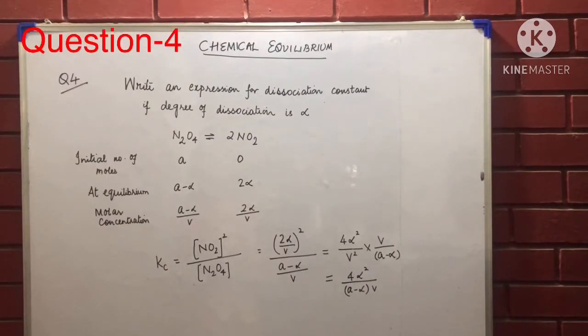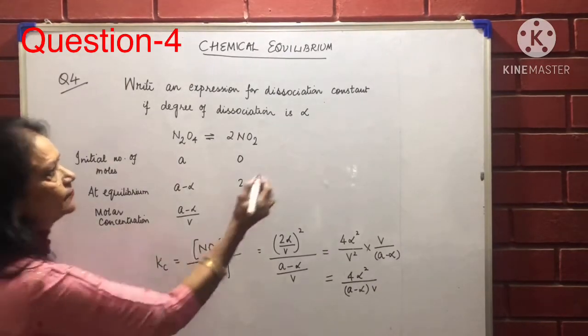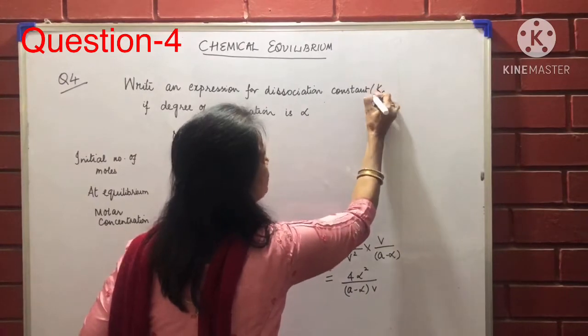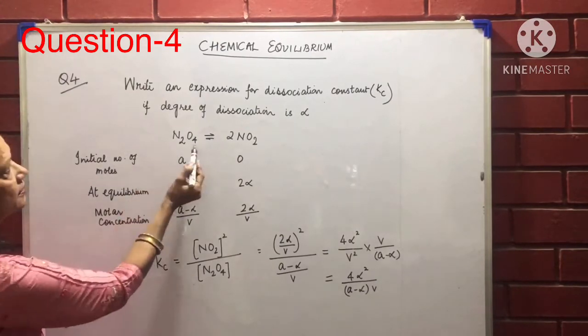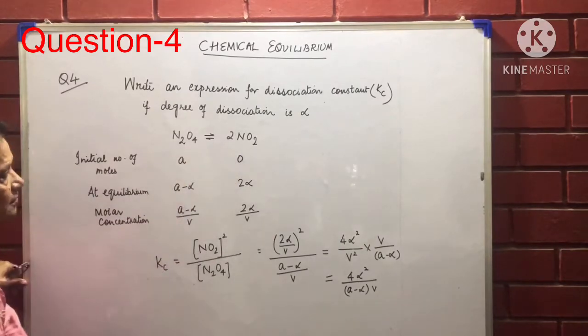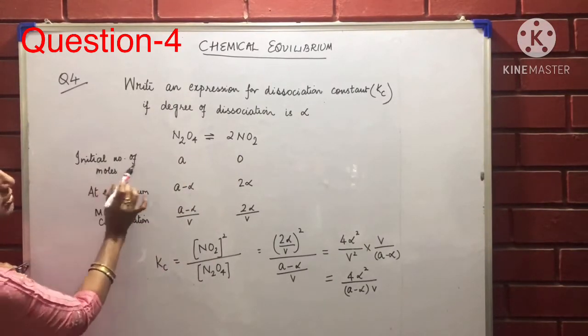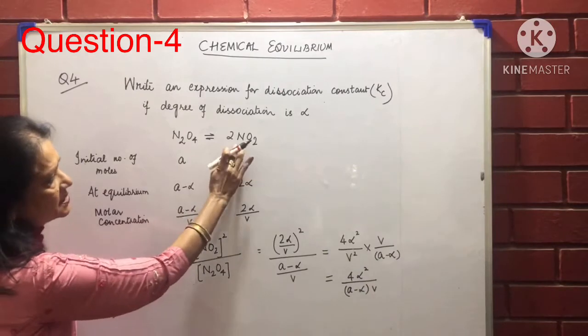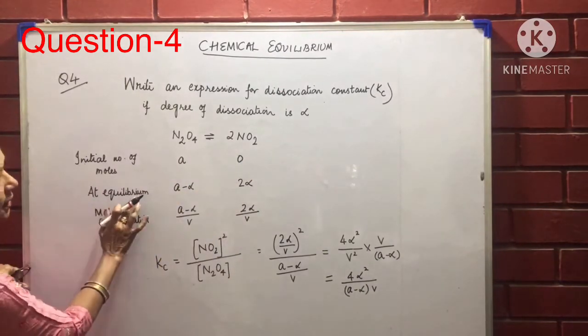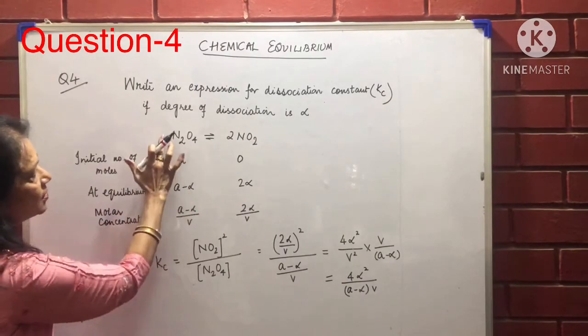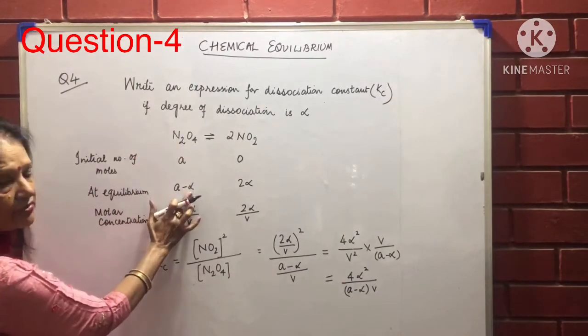Now supposing it only asks you to write an expression for dissociation constant Kc, we are finding out Kc. If degree of dissociation is alpha, degree of dissociation can be written as x, it can be written as alpha. So I am writing the equation. This equation is given in the question. So initial number of moles, let us say this is A. This is 0 initially, no product is formed. Now when I say at equilibrium, I'll subtract alpha because there is no number here, so 1 alpha here.